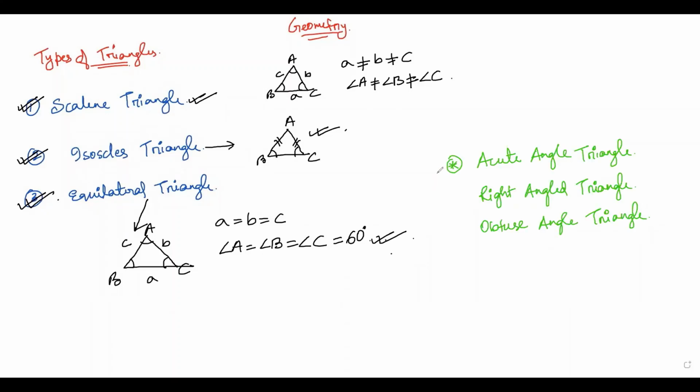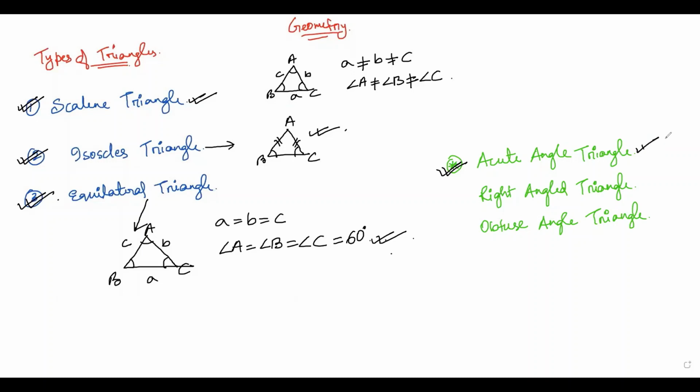Now let us see what are acute angle triangle, right angle triangle, and obtuse angle triangle. Well, to know their definitions, we simply need to know what is an acute angle, right angle, and obtuse angle, which we have already seen in the last video of the lines and angles topic. An acute angle is an angle which is less than 90 degrees. A right angle is an angle which is equal to 90 degrees, and an obtuse angle is an angle which is more than 90 degrees.